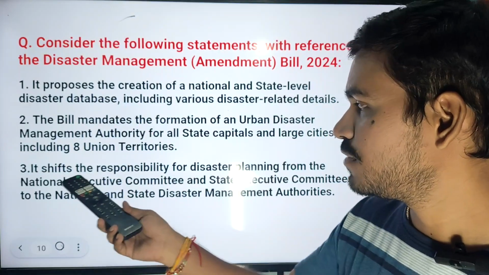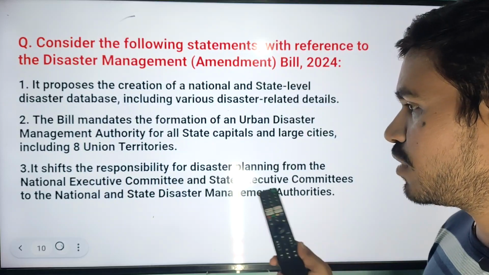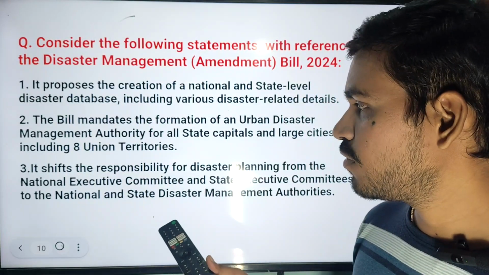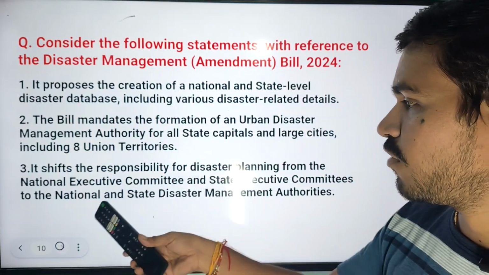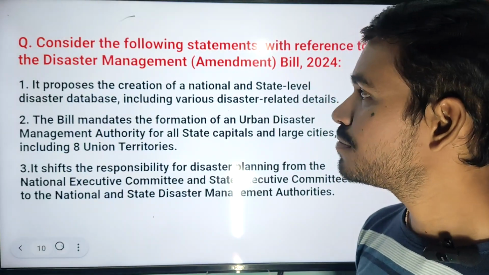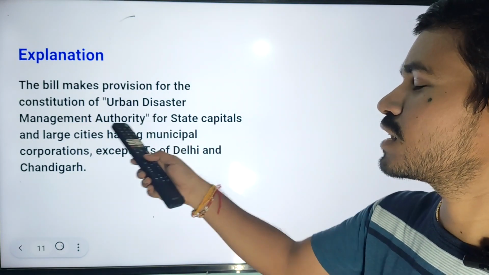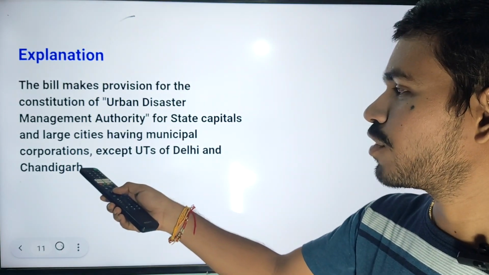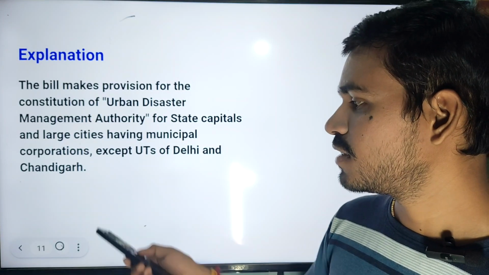So next one is, it shifts the responsibility for disaster planning from the National Executive Committees and State Executive Committees to the National and State Disaster Management Authorities. This statement is correct. Before that one, there is no specific committees for this one. Now they are forming National and State Disaster Management Authorities. Next question. So the bill makes provision for the constitution of Urban Disaster Management Authority for state capitals and large cities having municipal corporations, except UTs of Delhi and Chandigarh, not Puducherry, it is Chandigarh.